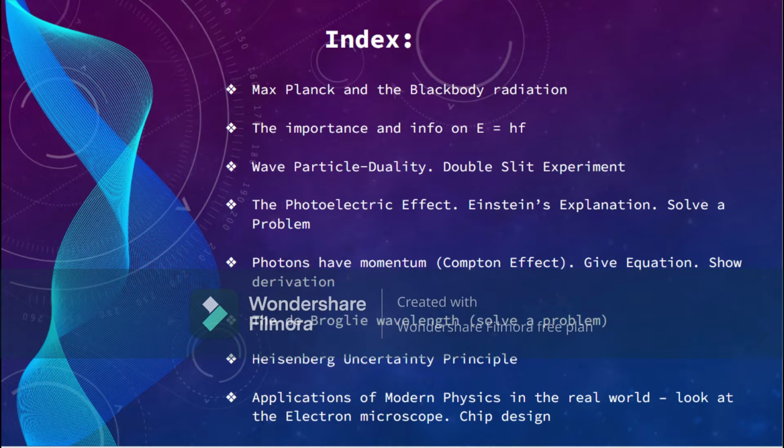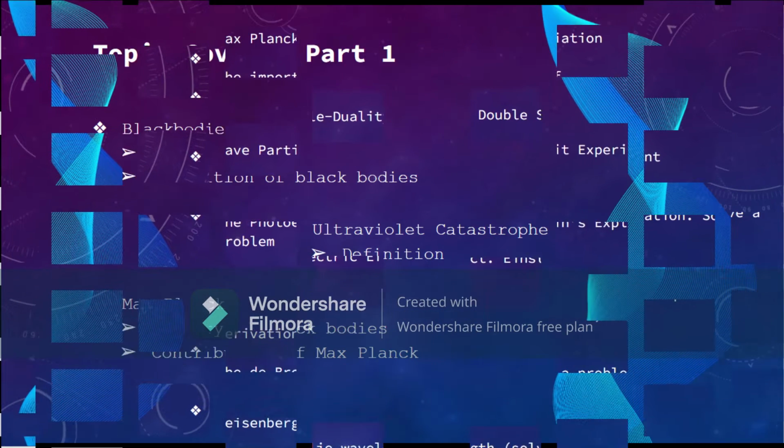is true. And the fifth one is photons having momentum, which is the Compton effect, and it will give an equation to show the derivation of it. The sixth one is the de Broglie wavelength, and the seventh one is the Heisenberg uncertainty principle, and the last one is the application of modern physics in the real world, which will be looking at microscopes and chip designs.